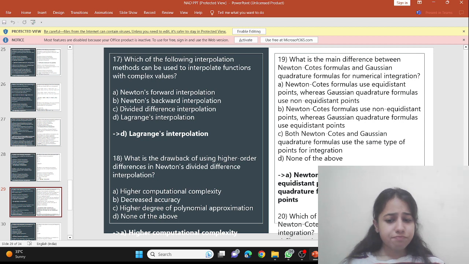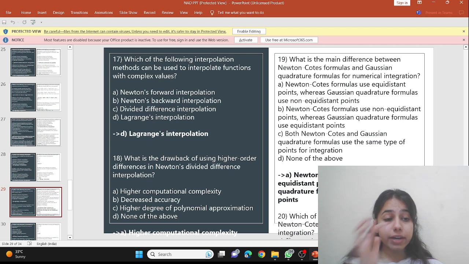18th question is, what is the drawback of using higher order difference in Newton's divided difference interpolation? Decreased accuracy, no. Higher degree of polynomial approximation, no. None of the above. A. Higher computational complexity, yes. This is the drawback of using higher order differences in Newton's divided difference interpolation.